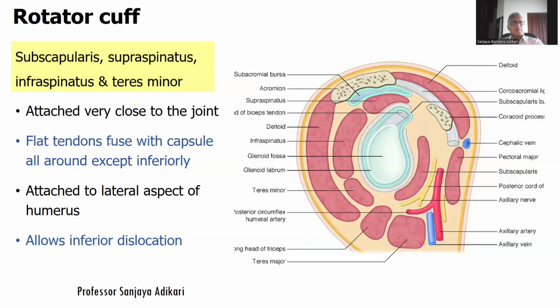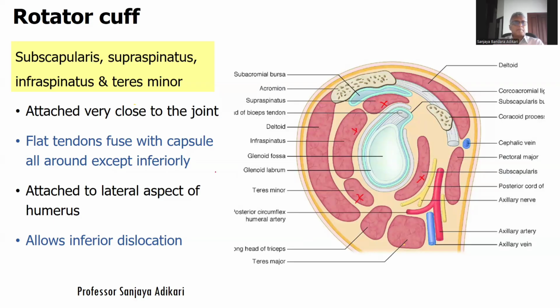And another important thing is, once it dislocates inferiorly, you see the muscles. You have the supraspinatus here, the infraspinatus here, and teres minor and subscapularis. So these are the rotator cuff muscles.